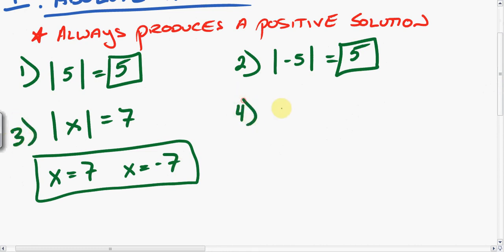And then number 4, if we had the absolute value of x equals negative 4, your answer is not 4 and negative 4, because what does this say? Absolute value always produces a positive solution. So whenever you have an absolute value that's equal to a negative number, your answer is no solution.